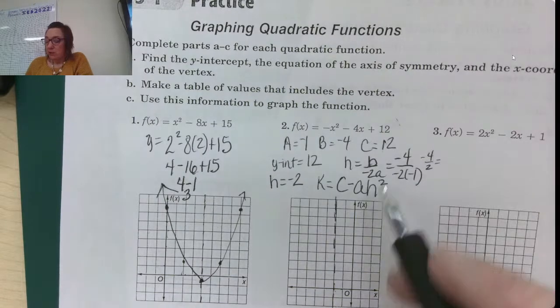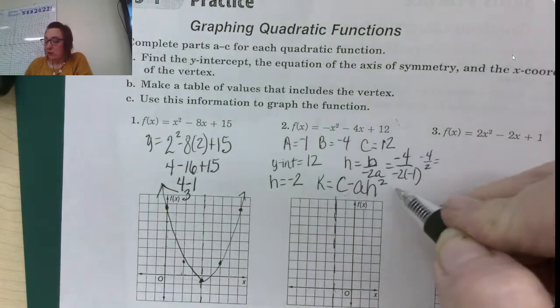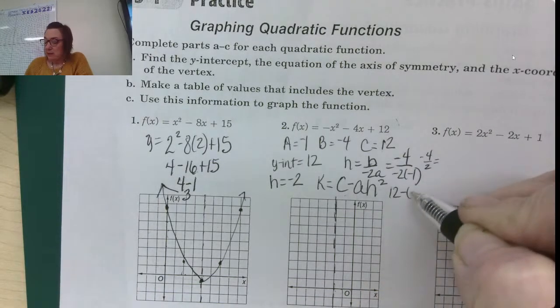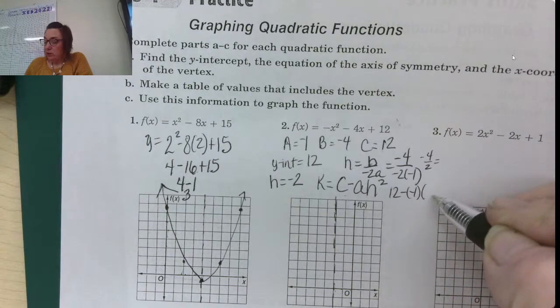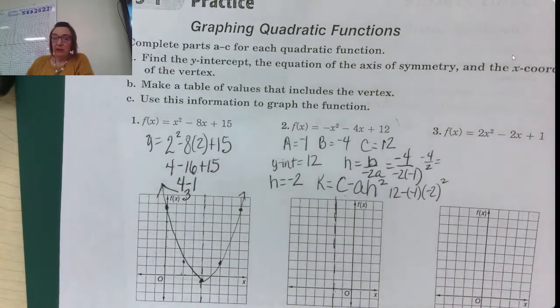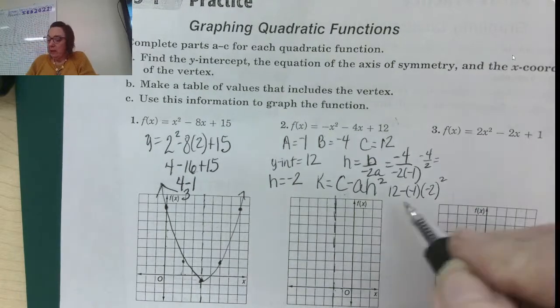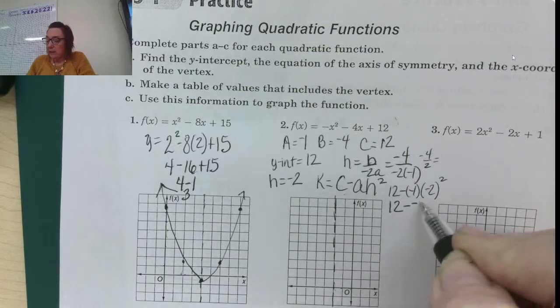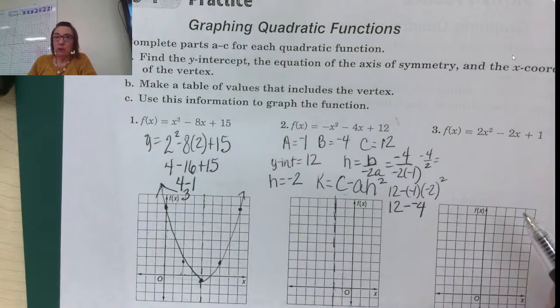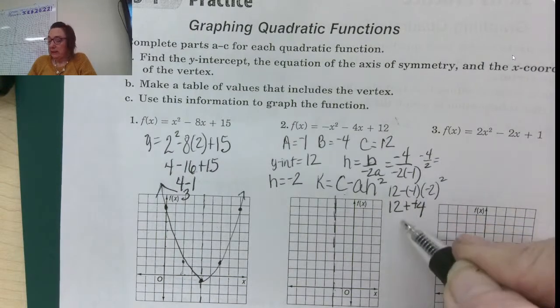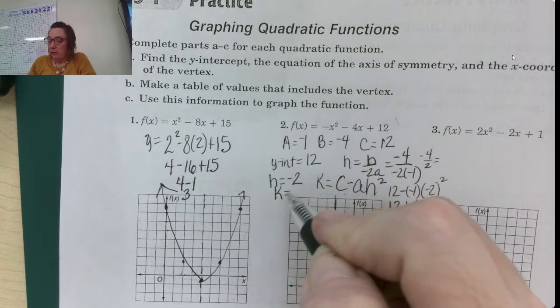That's right. So c minus a squared, right? In this case, our c is 12. Our a is -1. Our h was -2. And then we're squaring that. Now, what happens when you square a negative value? What do you get? Positive. So -2 squared is 4. What's 4 times -1? -4. But we've got 12 minus -4. What is 12 minus -4? 16. So our k value is 16.